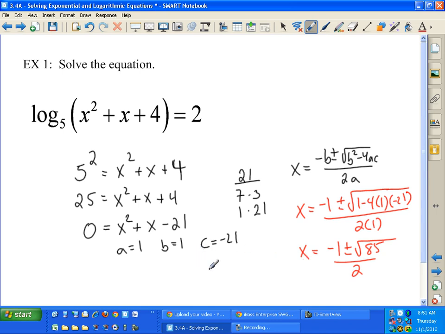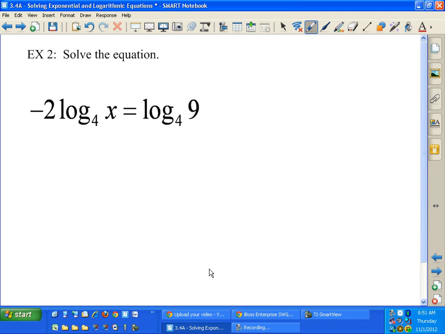So then the next one, this one has logs on either side, so what I'm going to have to do is remember some of my expanding of these, and so I'm going to remember that this negative 2 out front is an exponent, so I could say log base 4 of x to the negative 2 needs to equal log base 4 of 9. And we've been talking about that the inverse operation of a log is the exponential form.